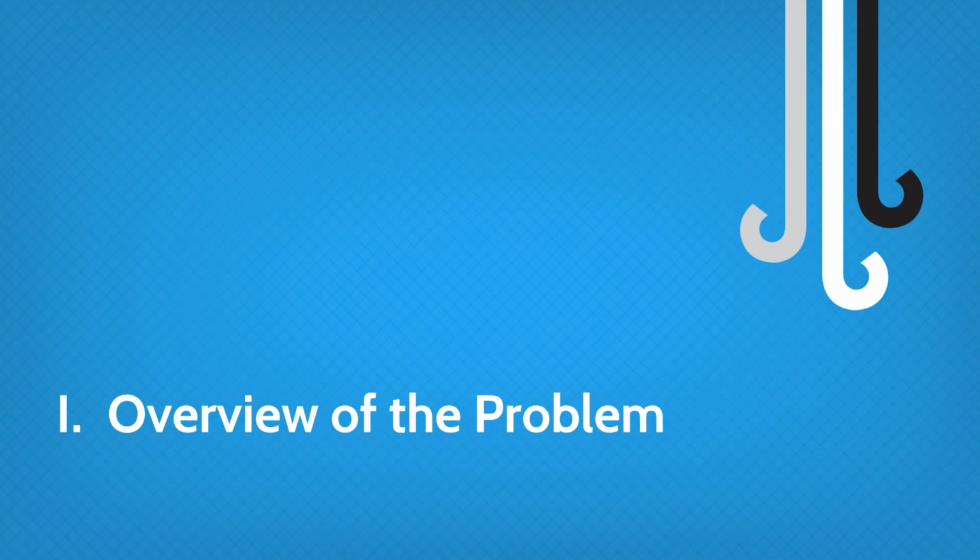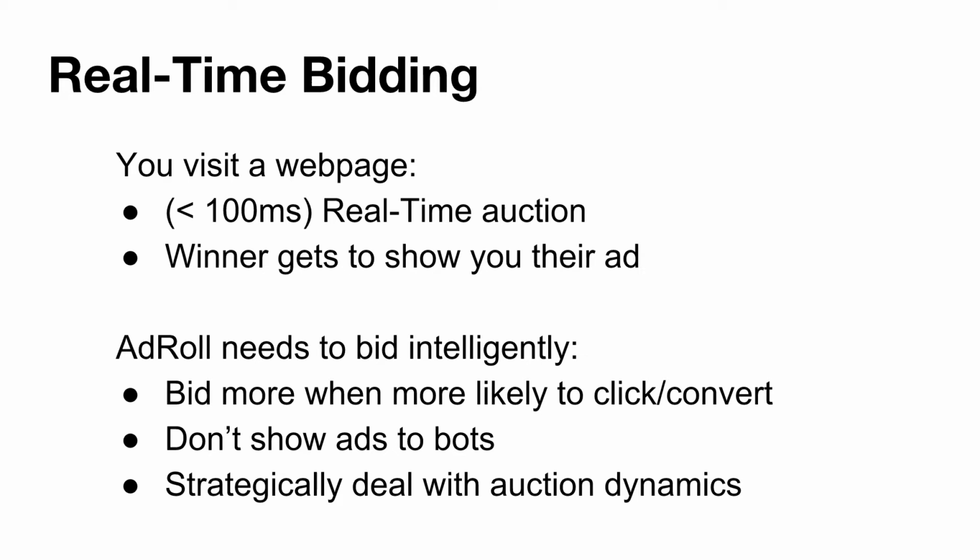So first of all, we use what's called real-time bidding. The way real-time bidding works is that whenever you visit a web page, in case you didn't know, behind the scenes there's a little mini auction that takes place. In fact, it takes place within 100 milliseconds, during which various people compete to get to show you their ad. People bid how much they're willing to pay to show you their ad, and the winner gets to show you the ad.